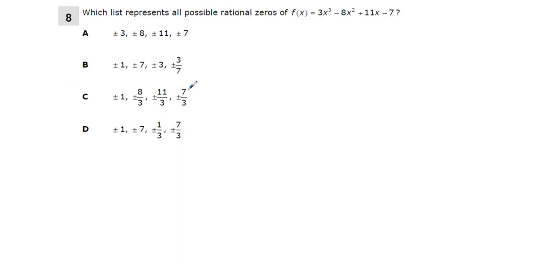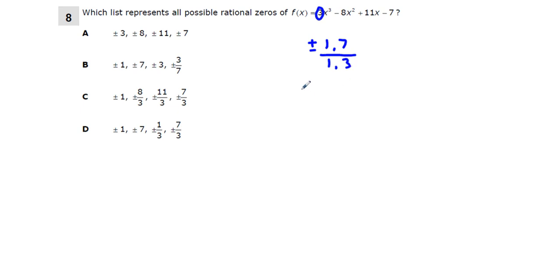Next, 8. Which list represents all possible rational zeros? Well, the possible rational zeros we've talked about a few times in this class. We're going to have plus or minus factors of last over factors of first. Well, we're going to have the factors of negative 7 or 7 are going to be 1 and 7 over the factors of the coefficient of the first, which are going to be 1 and 3.